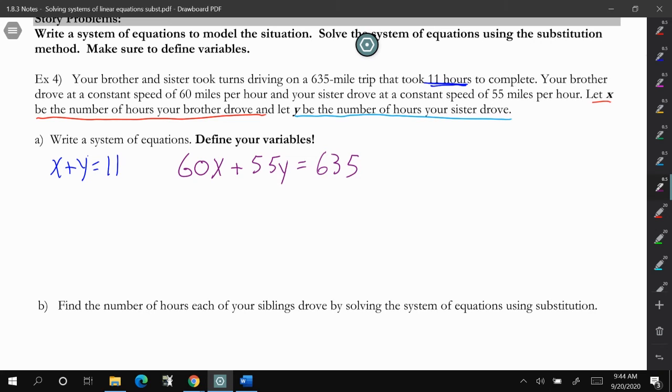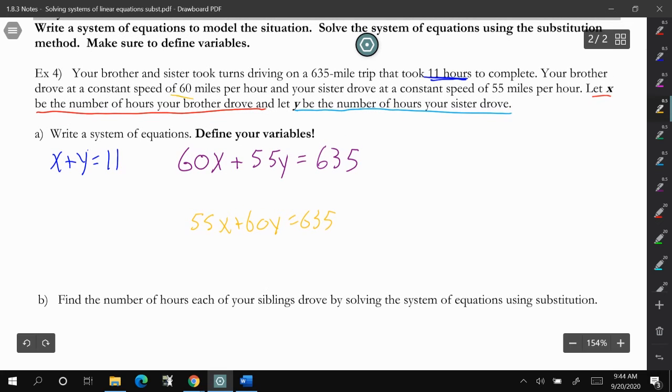You wouldn't want to write 55x plus 60y equals 635. And the reason for that is because your brother drove 60 miles per hour, and x is the number of hours your brother drove. So 60 and x have to go together, which means 55 and y have to go together.